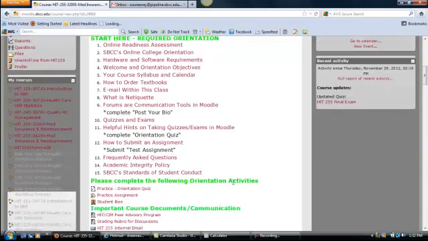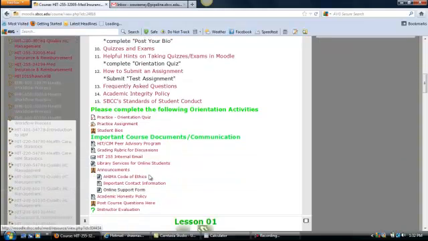The next thing you will note is the orientation. I would strongly recommend you go through each and every one of these links, even if you have before. It's just a good refresher at the start of each semester. And then make sure you complete the following required activities, including posting your short biography, so that myself and your classmates can get to know you better, submitting a practice assignment, and also taking the orientation quiz.